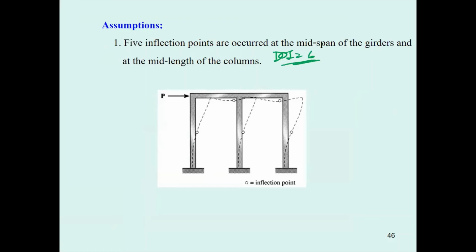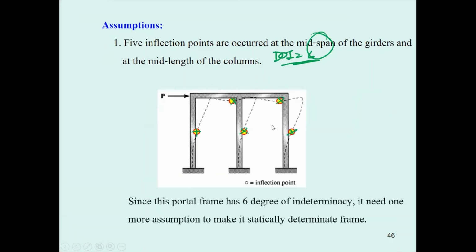That means we require 6 conditions. And if you consider the elastic curve of this frame, you may see 5 of them. So you may require 1 more. Okay, this is only 5. You may require 1 more to set this frame to be statically determinate. What is this? It depends on the structure. No, it depends on the method you use.